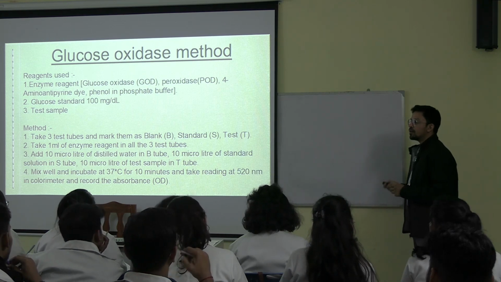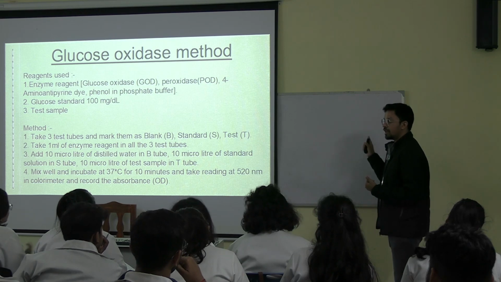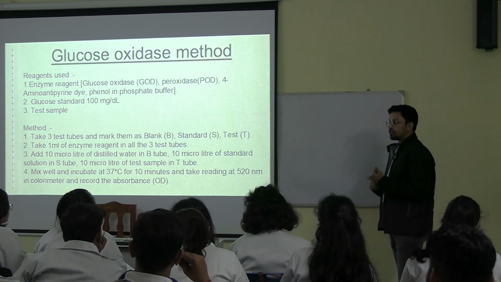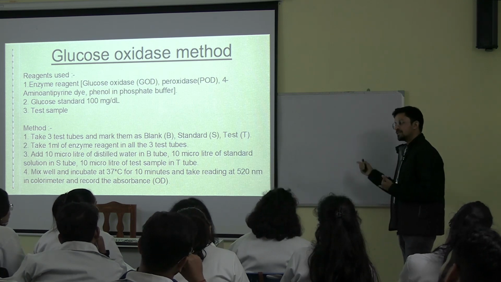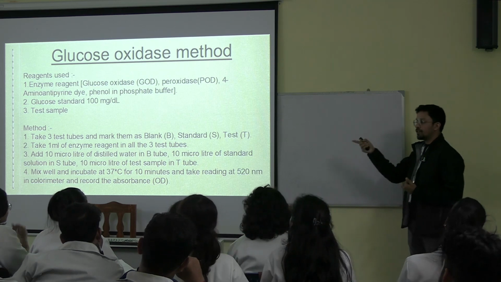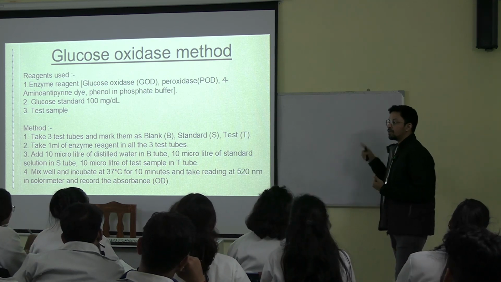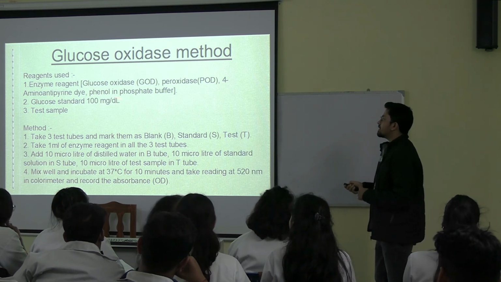First, GOD, glucose oxidase, is oxidizing the glucose and forming gluconic acid and H2O2, that is hydrogen peroxide. Hydrogen peroxide is oxidized by the peroxidase, forming H2O and nascent oxygen. Now the nascent oxygen is reacting with 4-amino antipyrin and phenol, forming a pink color complex. That's all. Done.